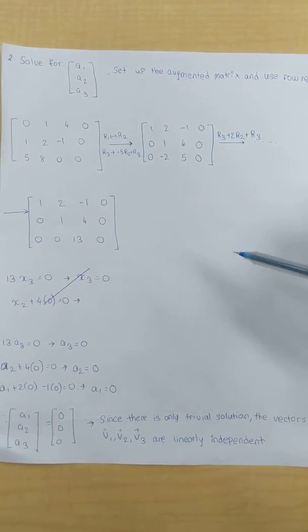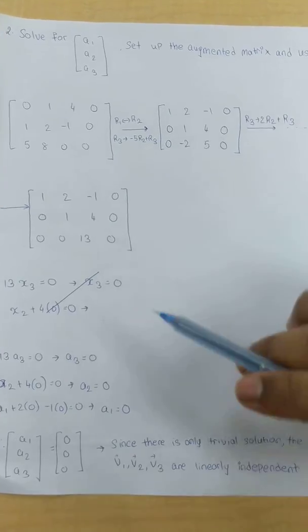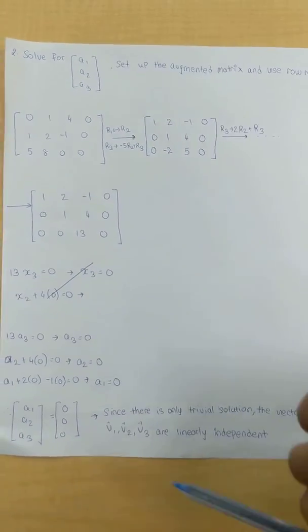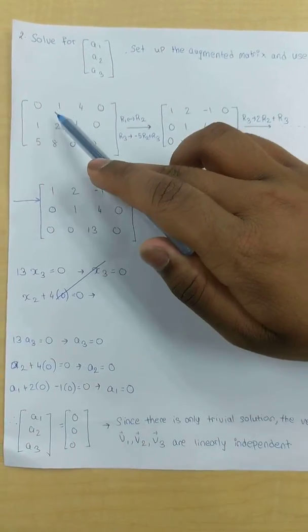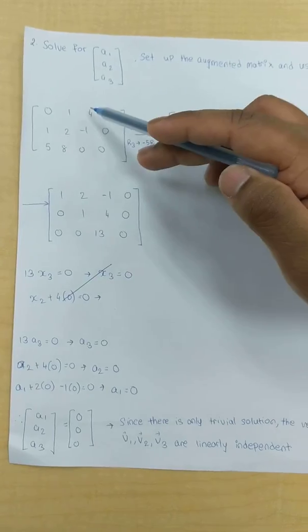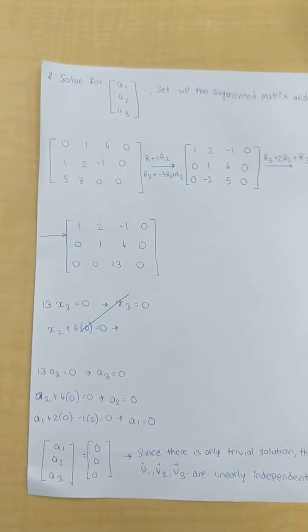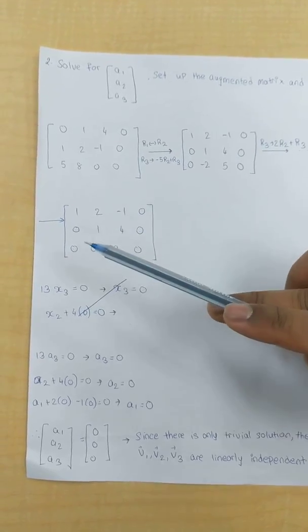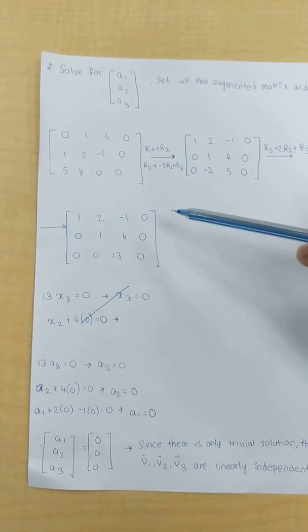So, after setting up the equation, the second step is to set up the augmented matrix and then use row reduction to solve for it. Based on the previous step, this is the augmented matrix with vectors v1, v2, v3 set equal to 0, and then using elementary row reduction on it, we get the row reduced matrix 1, 2, negative 1, 0, 1, 4, 0, 13, 0.